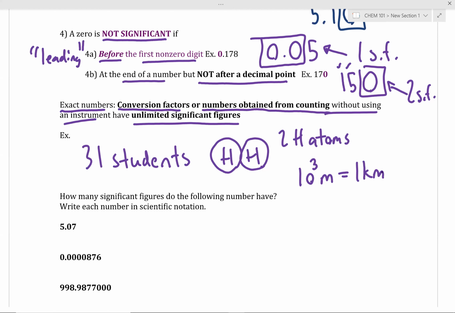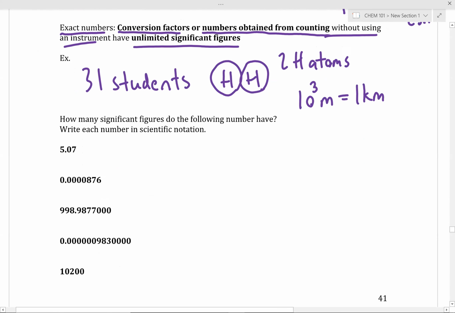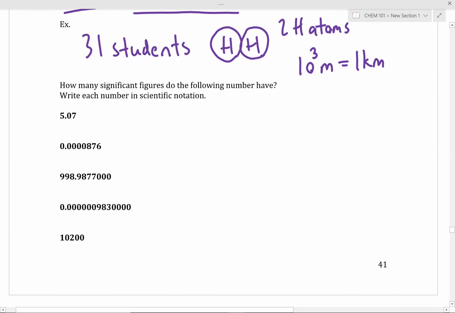Okay, so let's try to indicate, and let's look at each of the following numbers, and let's indicate the number of significant figures, and let's try writing the number in scientific notation. And I'll start us off here.